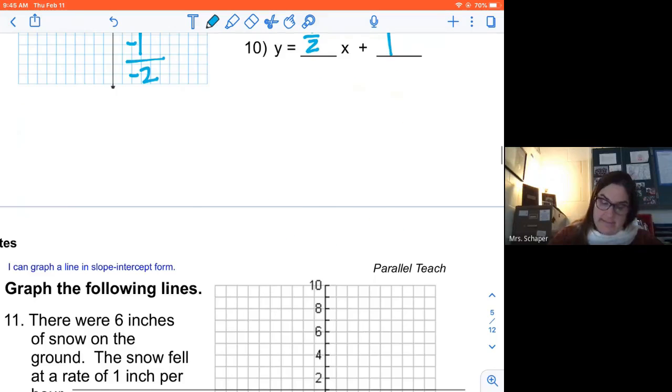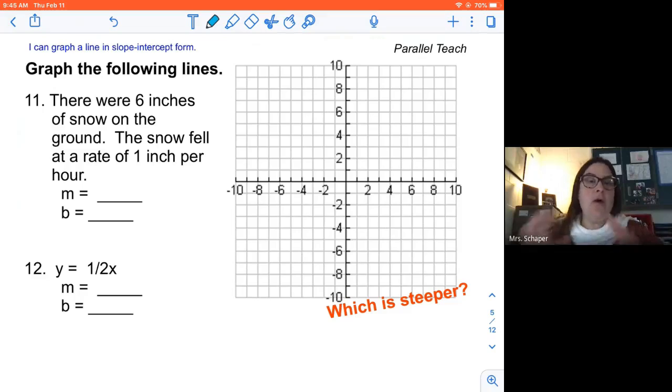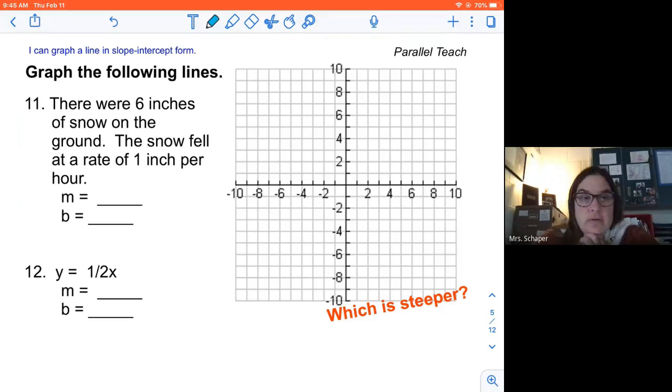All right. Let's take on another one. Here we go. There were 6 inches of snow on the ground. The snow fell at a rate of 1 inch per hour. So we have to look and see what is our rate of change and what is our beginning amount. Slope is rate of change. Your b is your y-intercept. It's where you start. It's at 0 minutes. Okay. So when I look at this, when it started snowing, there were 6 inches on the ground. That's my starting point. Okay, 6 inches.